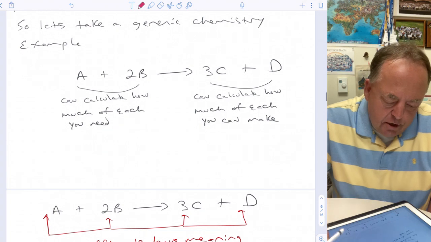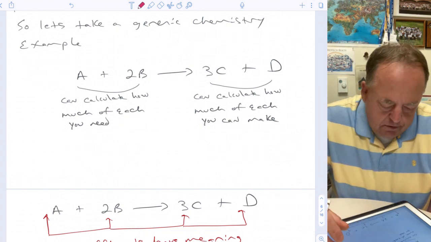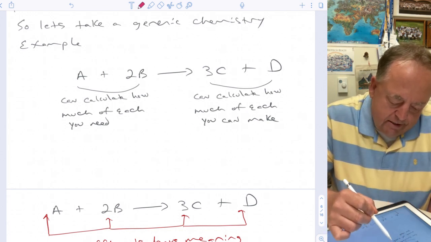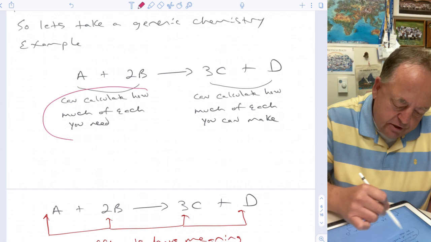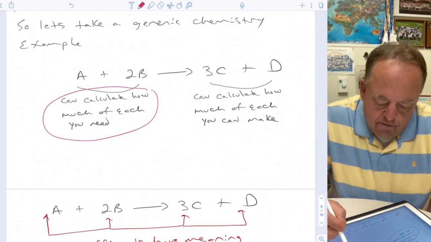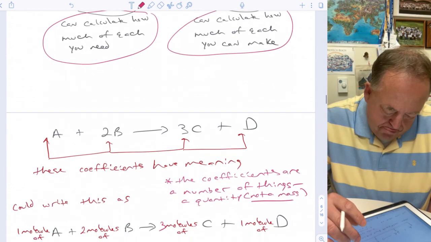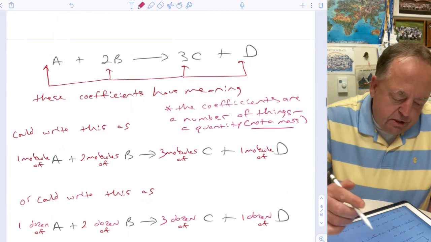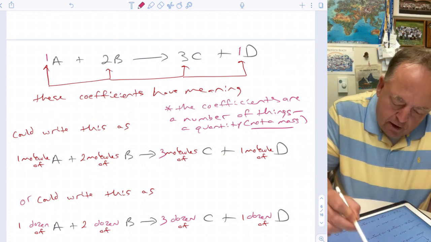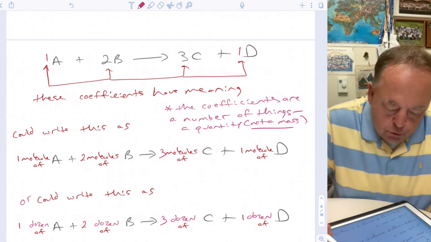Okay, so let's take a generic chemistry example. So A, B, C, and D would be chemical compounds. So if you have A plus 2B, so that would be your reagents. So we can calculate how much of these we need to make C and D. So you make 3C and 1D for every reaction. So we could calculate how much of those we could make. Okay, so for this equation, there's a 1 in front of the A, and a 1 in front of the D. They're just not shown. And a 2 and 3 in front of the B and C.